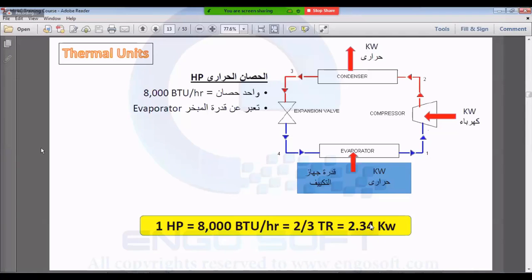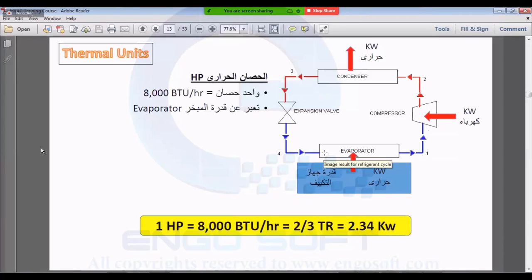So which is greater, the ton refrigerant or the horsepower? The horsepower is 8,000 BTU per hour, but the ton is 12,000 BTU per hour. So the horsepower is lower than the ton. The horsepower is equal to 2/3 of the ton.